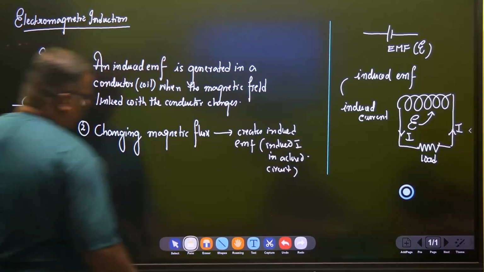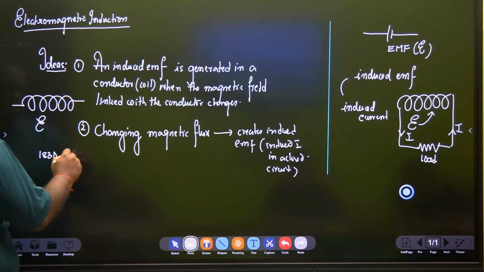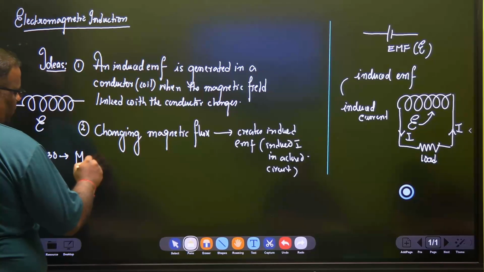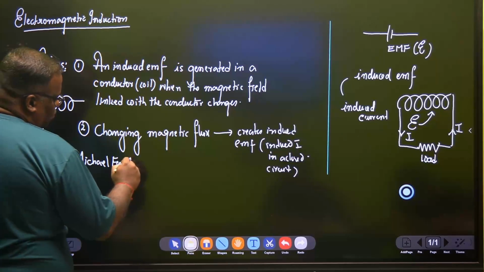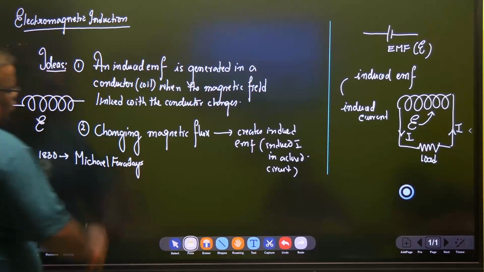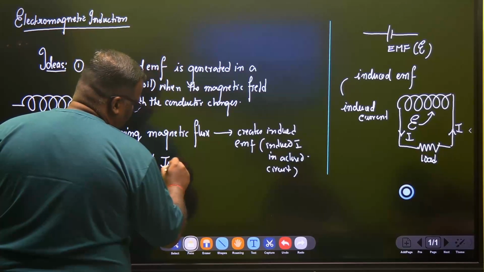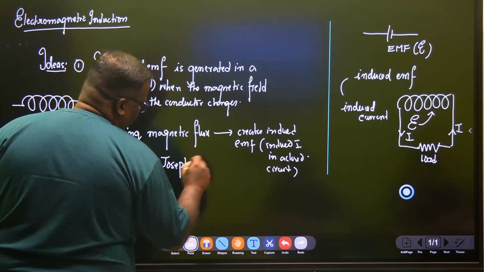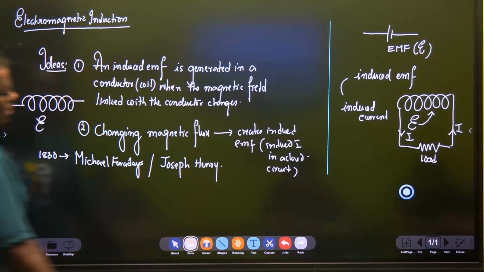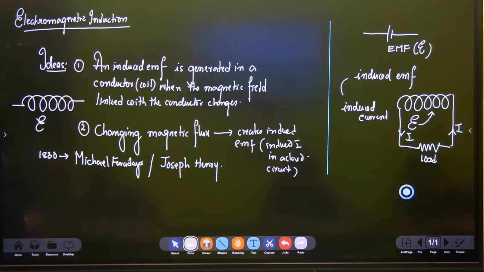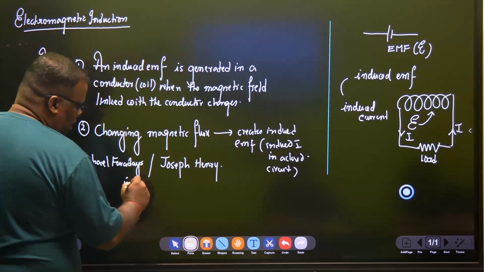All the things we will be studying date back to around 1830. The persons responsible for it are Michael Faraday, so you will be learning about Faraday's law of electromagnetic induction, and Joseph Henry. But these are not inventions, beta. These are discoveries, and both these discoveries are independent.